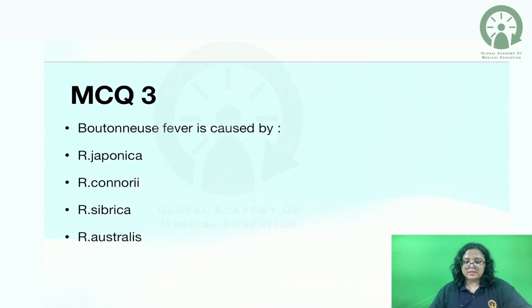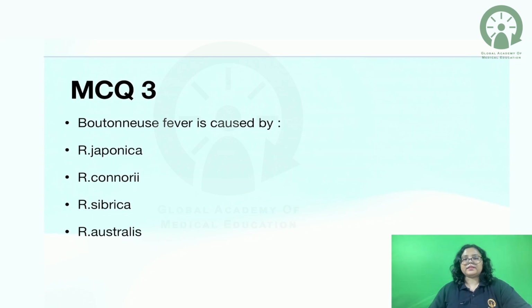Now, Boutonneuse fever. This is again a one-liner question: Rickettsia japonica, conorii, sibirica, and australis. So, australis is seen in Australia, sibirica, and conorii, which causes Indian tick typhus. This also I have not discussed ahead, so I am mentioning this here. Boutonneuse fever is caused by Rickettsia conorii.